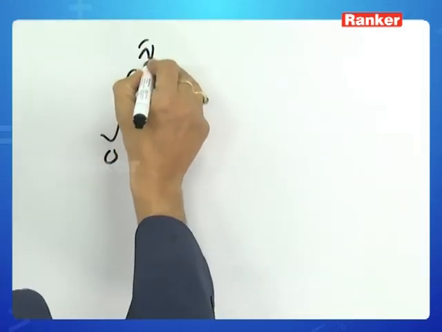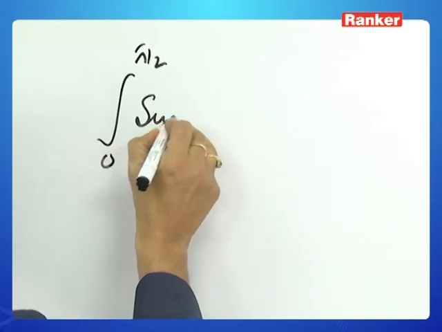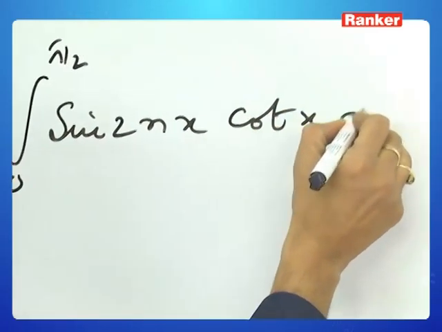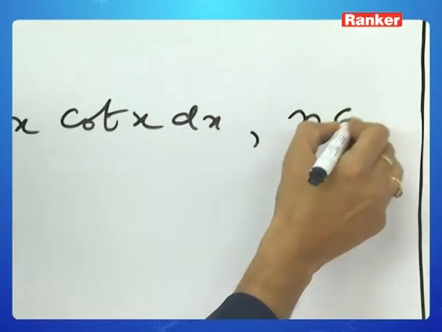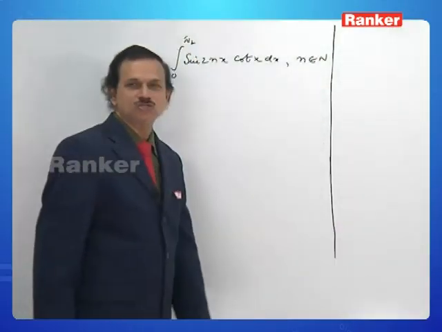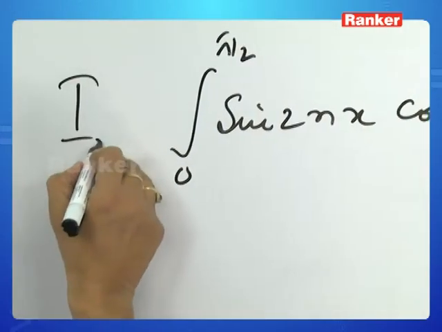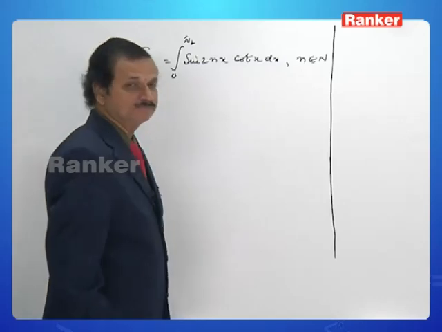Integral 0 to pi by 2 of sine of 2nx into cot x dx. We are lucky, n is a natural number he has given. Let me name this as I_n.